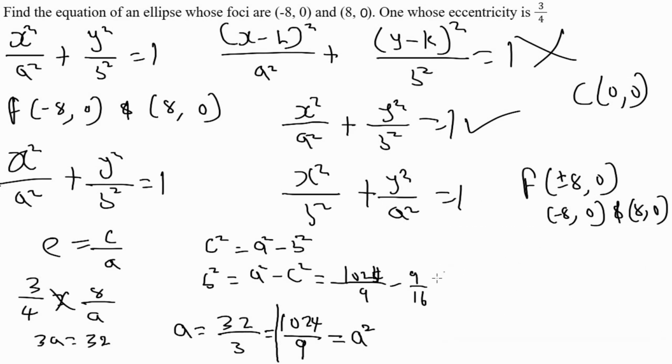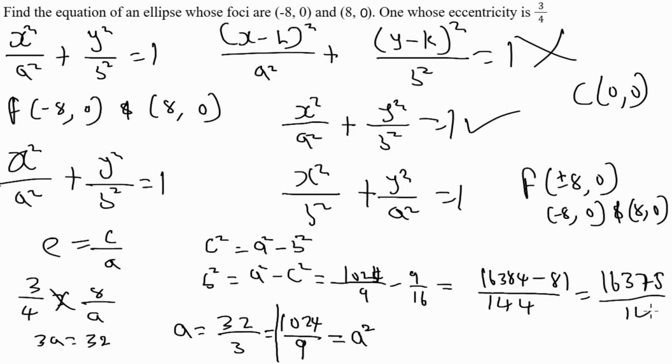Now to find the LCM of 9 and 16, it should be 144. We have multiplied them. So 144 is 16. 16 times 1024, 16 times 1024 is 16,384. The minus 16 over 144 is 9. 9 times 9 is 81. So 16,384 minus 9 is 16,375 over 144. So that's B squared.